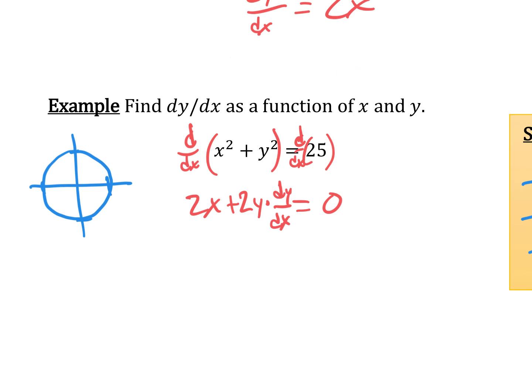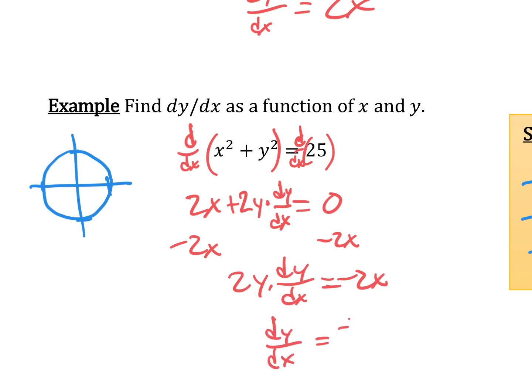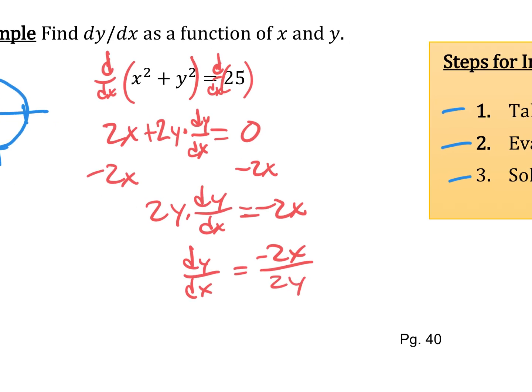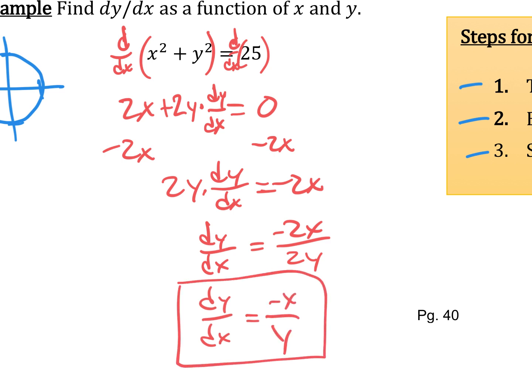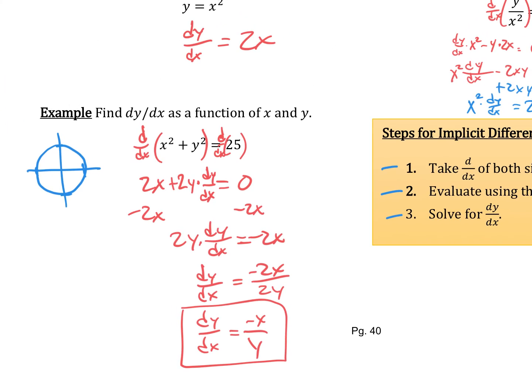So now the question is, what is the derivative? Well, we can solve this. Subtract 2x from both sides. 2y dy/dx equals negative 2x. Okay, and now we can divide both sides by 2y, and we get dy/dx is negative 2x over 2y. And cleaning that up, cancel out the 2's, dy/dx is negative x over y. Pretty simple equation there. Okay, so there's our derivative in terms of x and y. Well, let's see how we can use that.